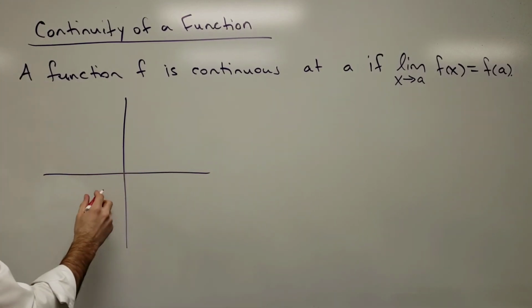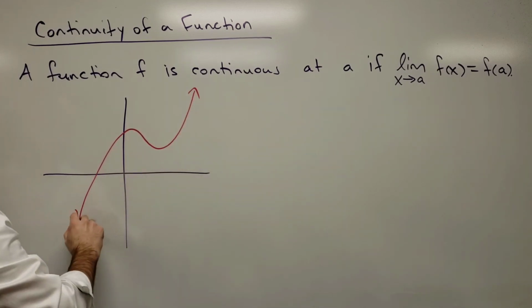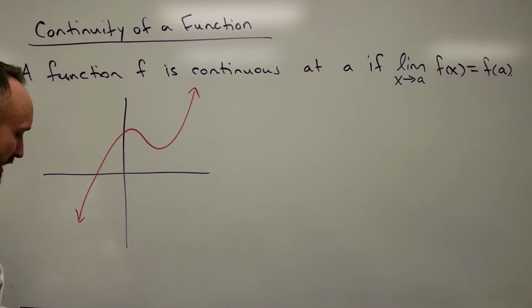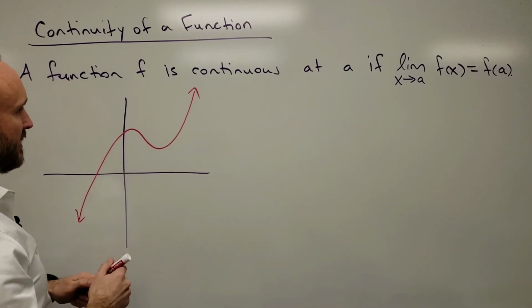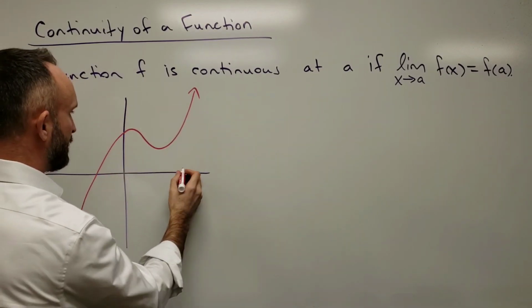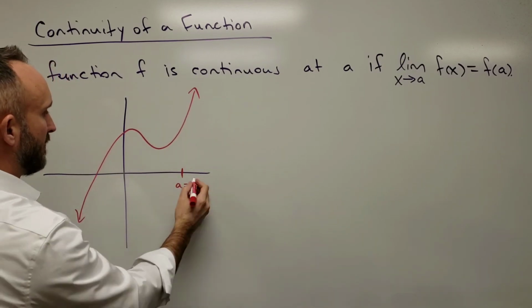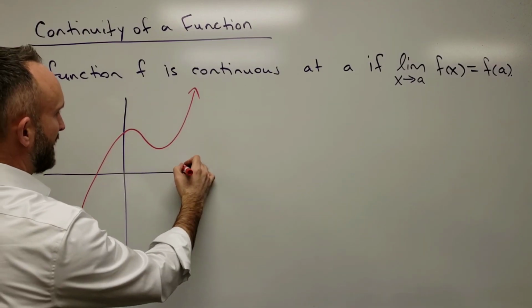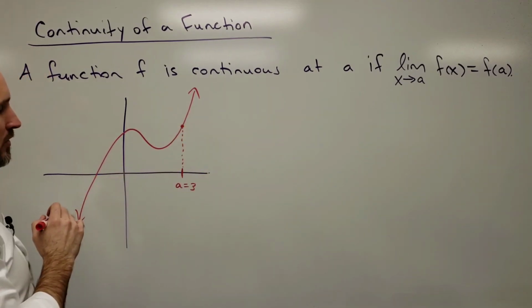maybe it's just like a polynomial type of function, right? So maybe something like this. You notice it's a nice smooth curve. There's no breaks or gaps in the function. And so we can investigate a particular a value. So let's say we want to investigate where a equals 3. Okay? And we can see that when a is 3, we're dealing with this part of the graph right here.